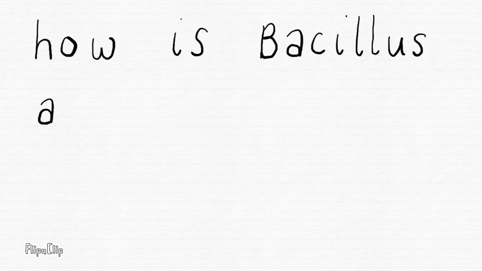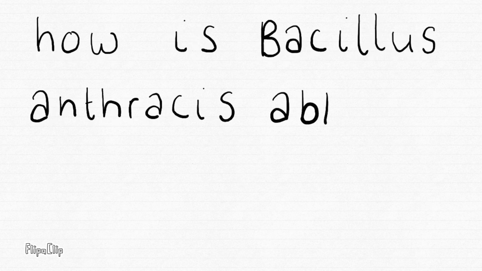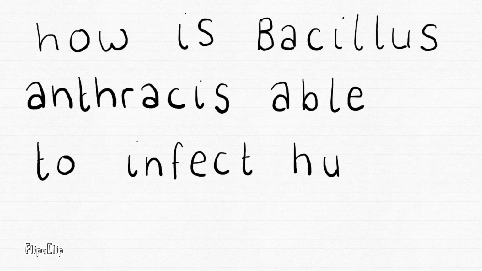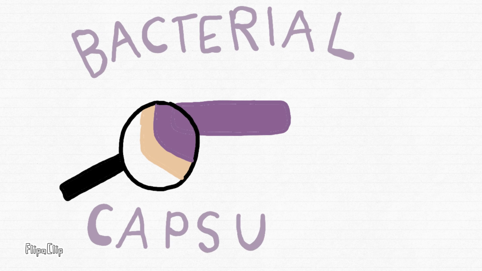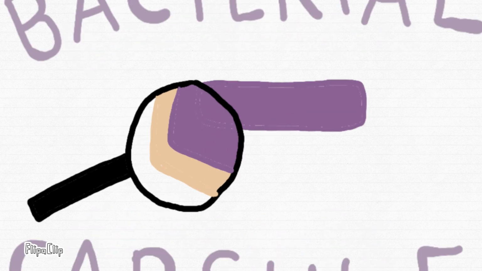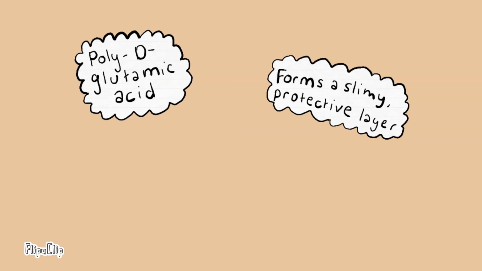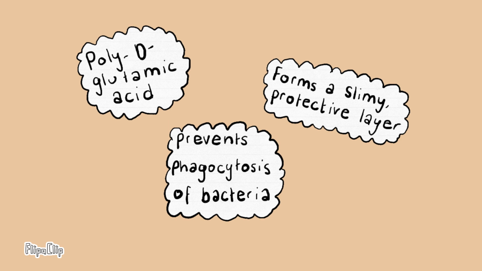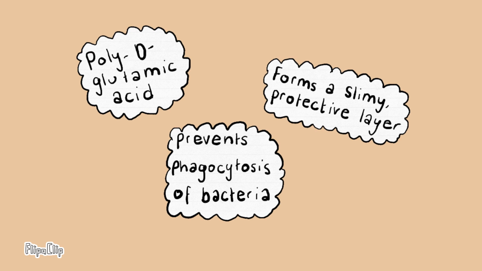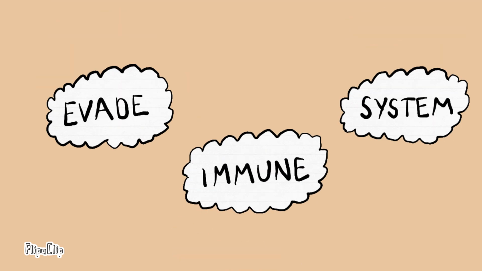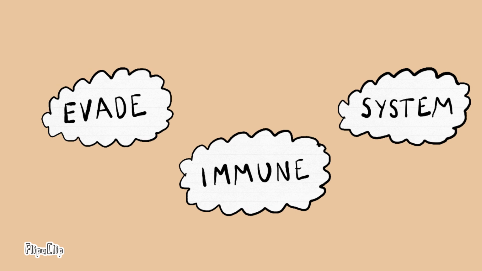So, what properties does Bacillus anthracis have that allow it to infect humans? Firstly, Bacillus anthracis bacteria have a bacterial capsule outside the cell membrane. This bacterial capsule forms a slimy protective layer around the bacterial cell and is made up of glycoproteins and polyglutamic acid. It acts to evade the action of phagocytes in the host. But let's pause for a second. What does this all mean? Essentially, these properties of the bacterial capsule allow Bacillus anthracis to evade the host immune system.